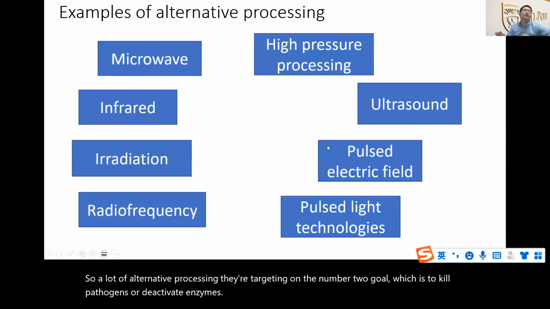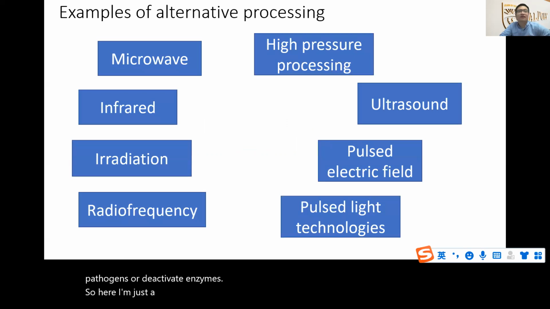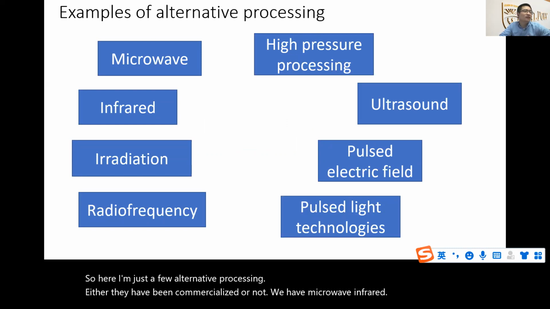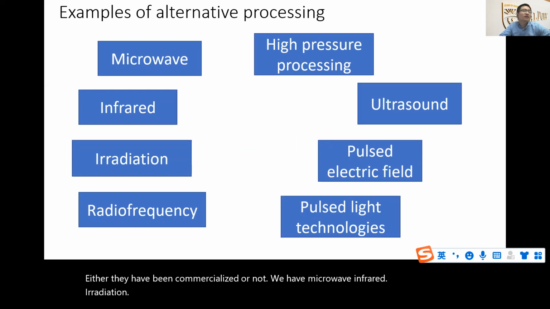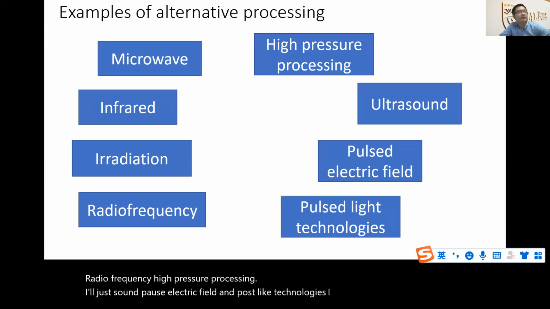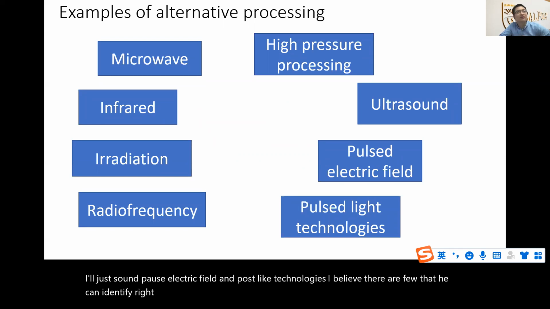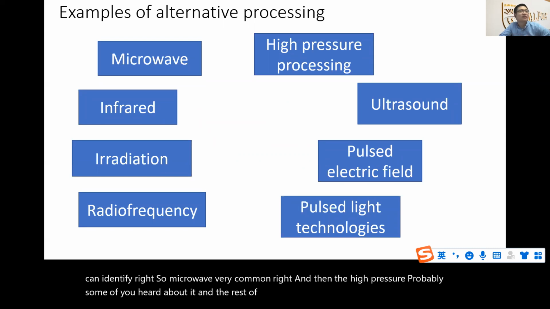So here I list a few alternative processing technologies, whether they have been commercialized or not. We have microwave, infrared, irradiation, radio frequency, high pressure processing, ultrasound, pulsed electric field, and pulsed light technologies. I believe there are a few that you can identify, right? Microwave, very common. And the high pressure, probably some of you heard about it. And the rest of them sound unfamiliar.